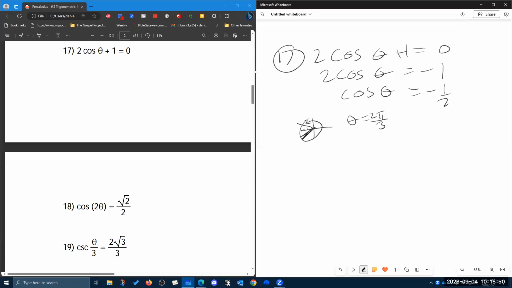So that's 2pi/3 or 4pi/3. And 2pi times k, 2pi times k. So if I want to make this over a common denominator, this is 2pi plus 6pi k/3, and this is going to be 4pi plus 6pi k/3.